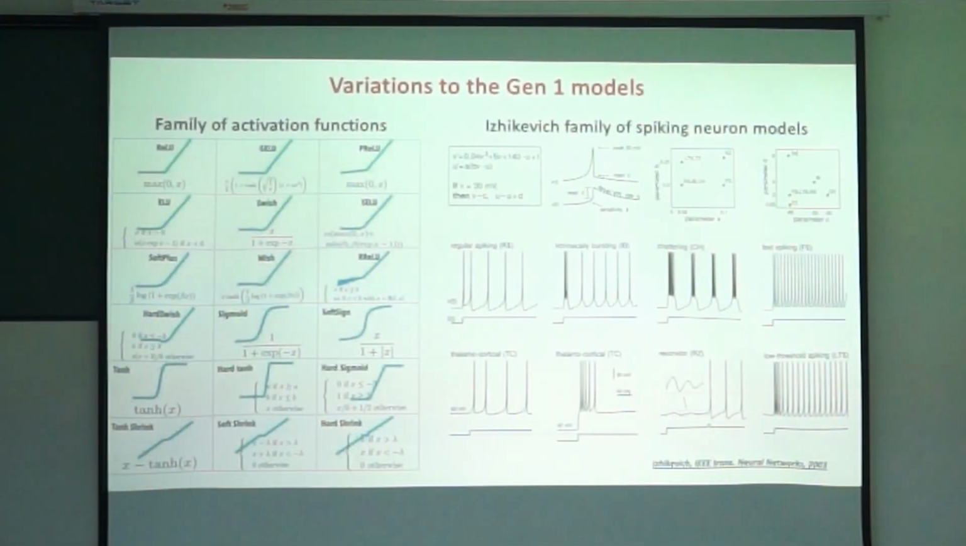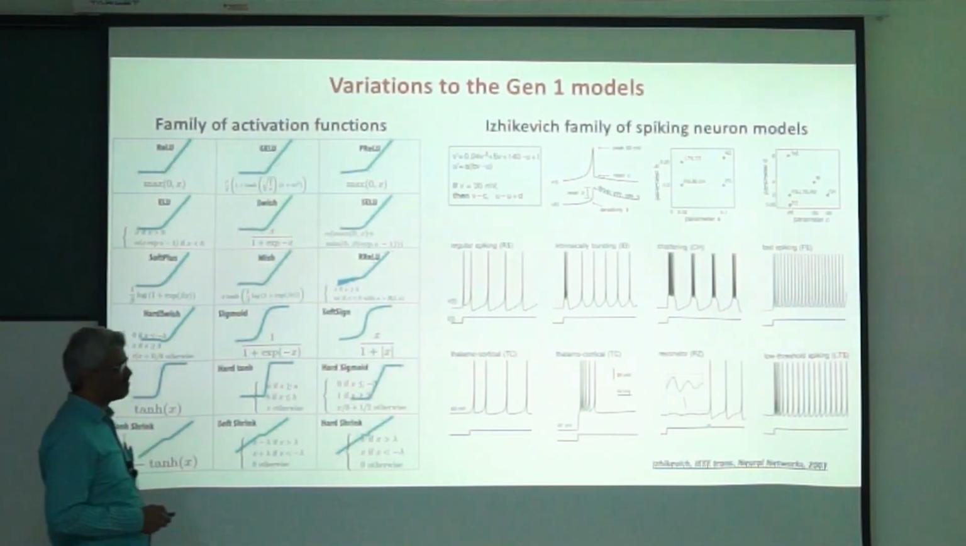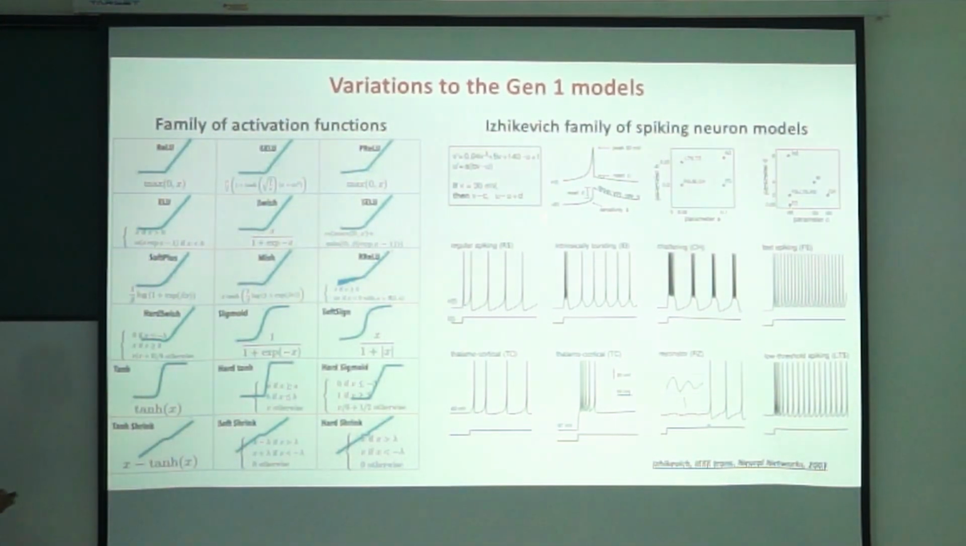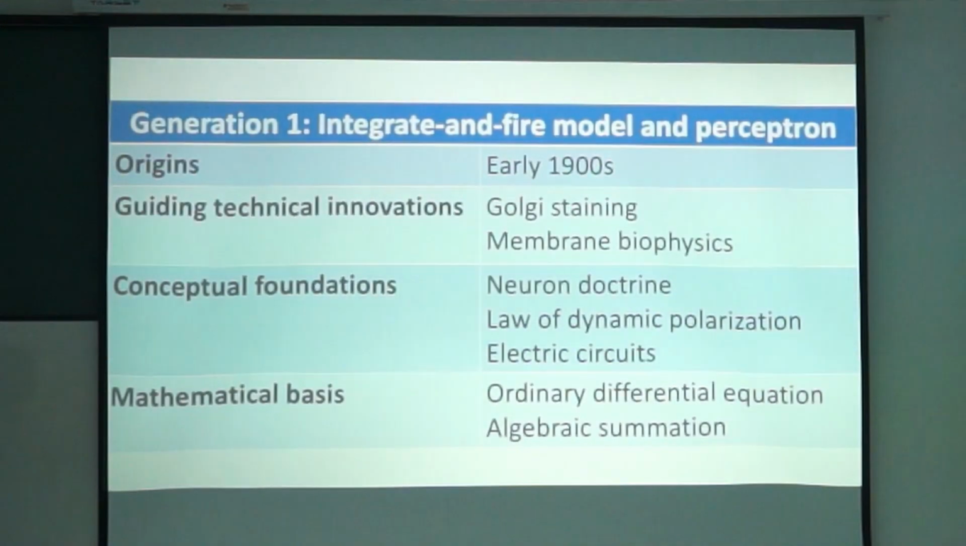There are different generations, different variations to these Gen 1 models, in terms of the different activation functions of the perceptron-like model, or you can have different kinds of integrate-and-fire models where you can have bursting behavior, you can have spike frequency adaptation. By having a couple of differential equations and some kind of artificial thresholding element and a reset mechanism, you would have different kinds of spiking neurons in the structure. So basically this is the first generation, 1900s.